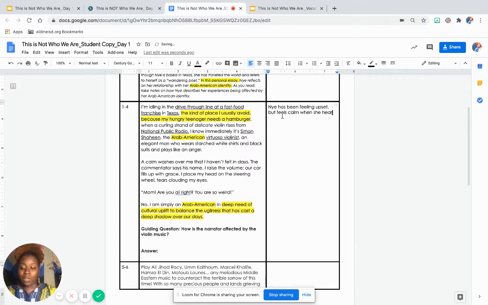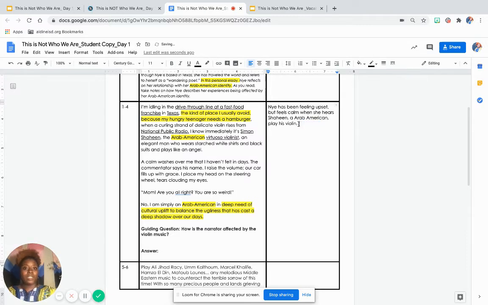she hears Shaheen. I want to make sure I spell his name right. Yep, that's a little typo. Shaheen's violin play. And I'm going to even go back and say Shaheen's, an Arab American, play his violin. I'm going to delete that.